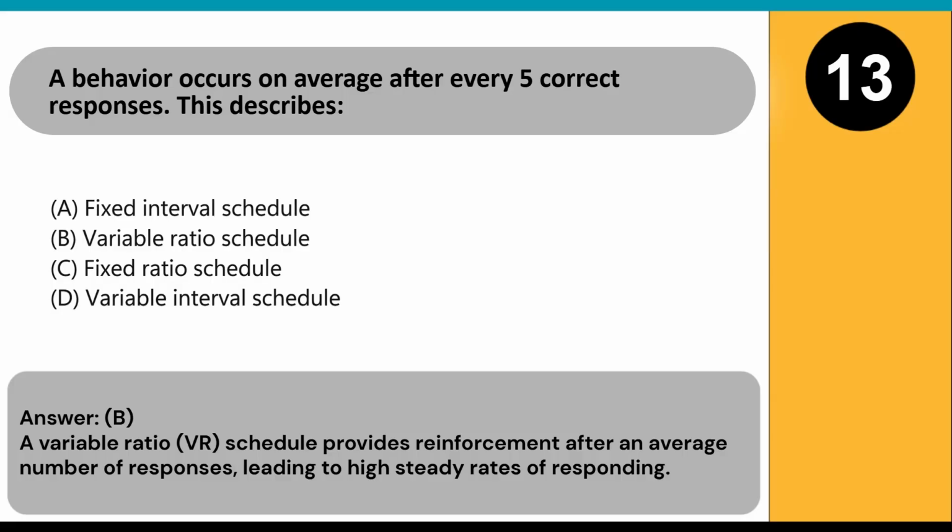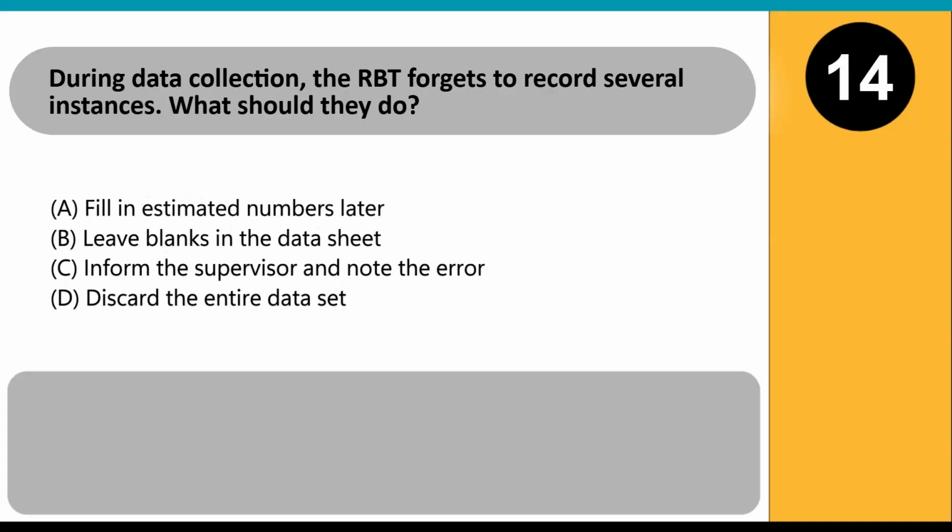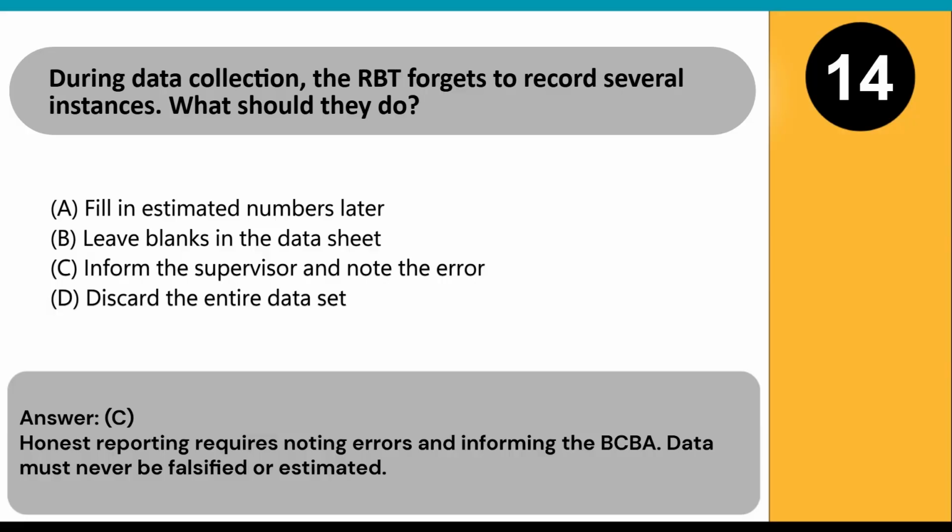of responding. During data collection, the RBT forgets to record several instances. What should they do? A. Fill in estimated numbers later. B. Leave blanks in the data sheet. C. Inform the supervisor and note the error. D. Discard the entire data set. Answer: C. Honest reporting requires noting errors and informing the BCBA. Data must never be falsified or estimated.